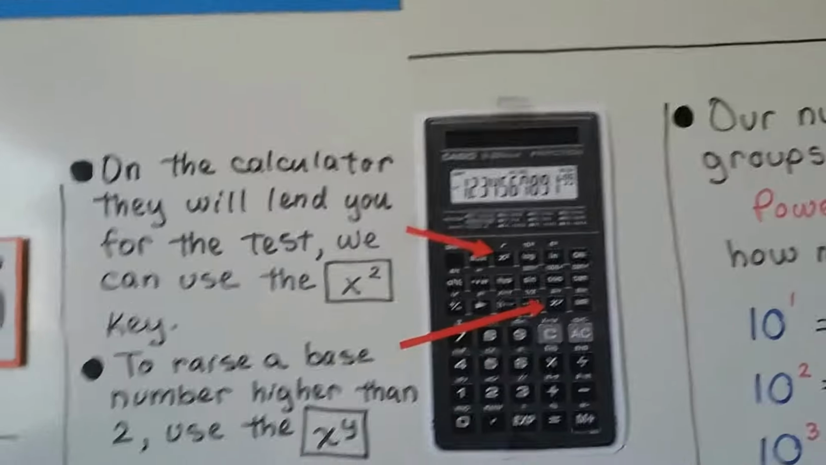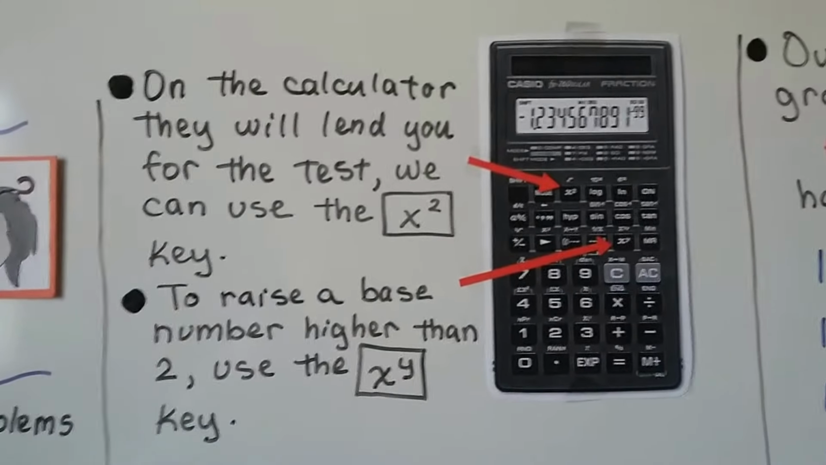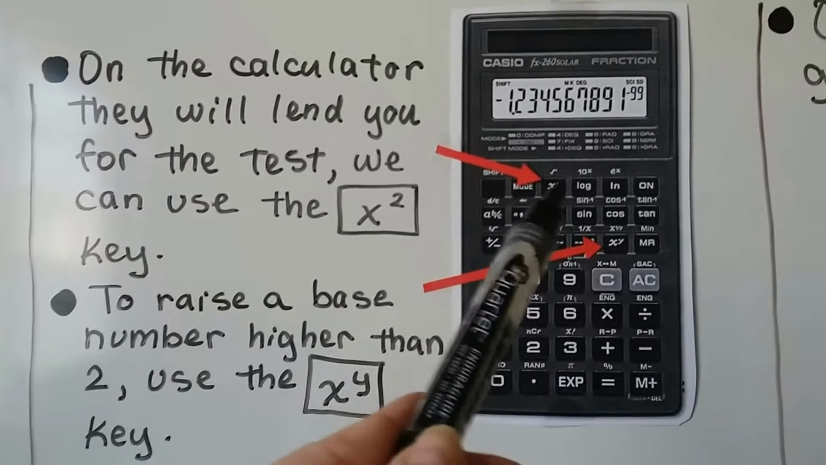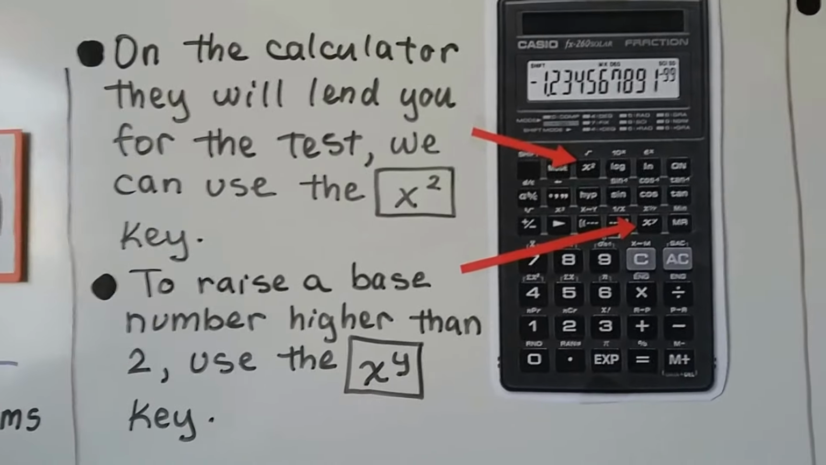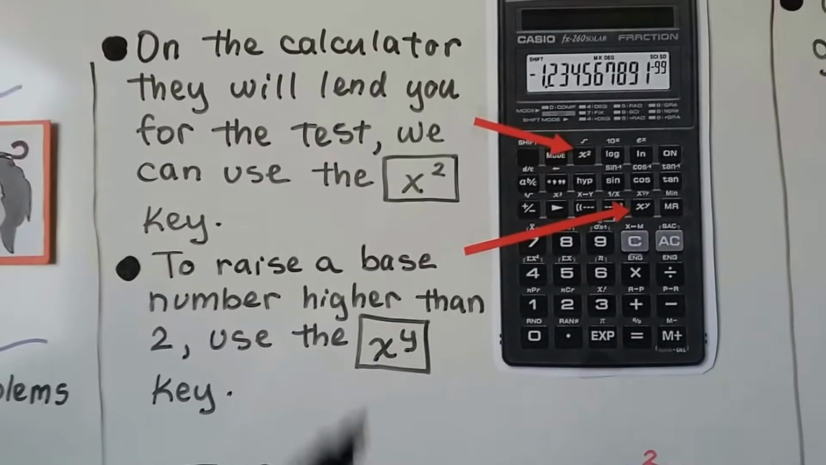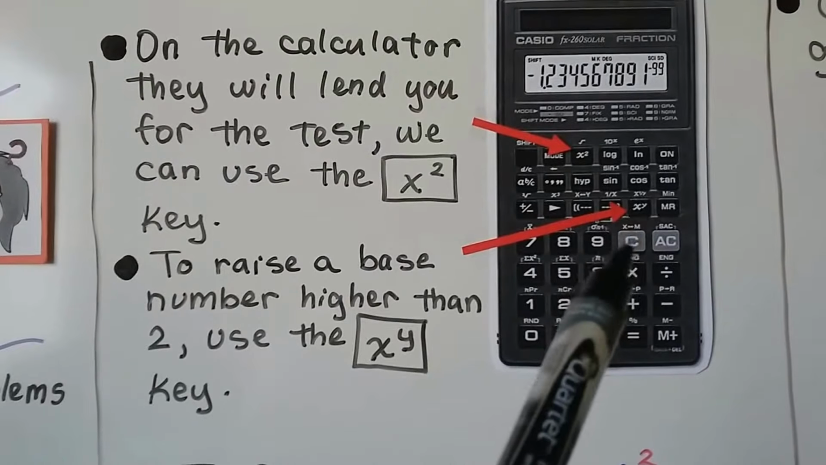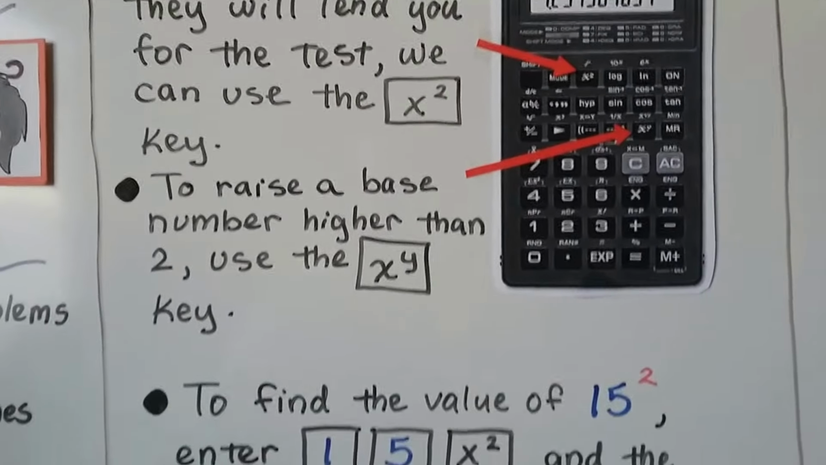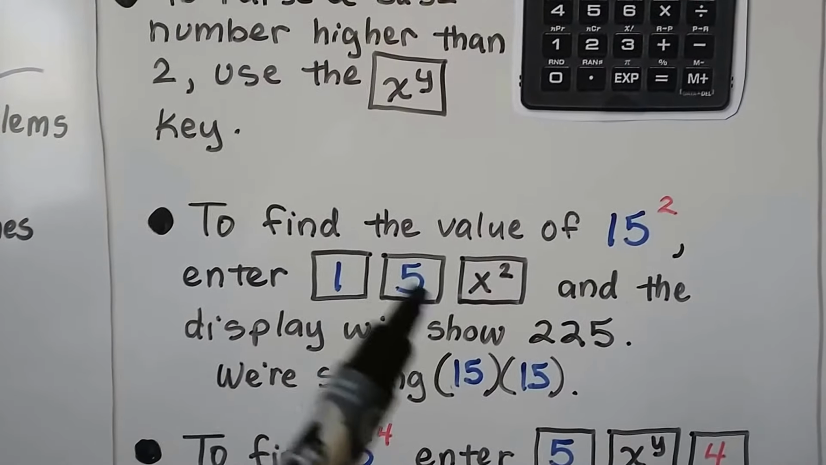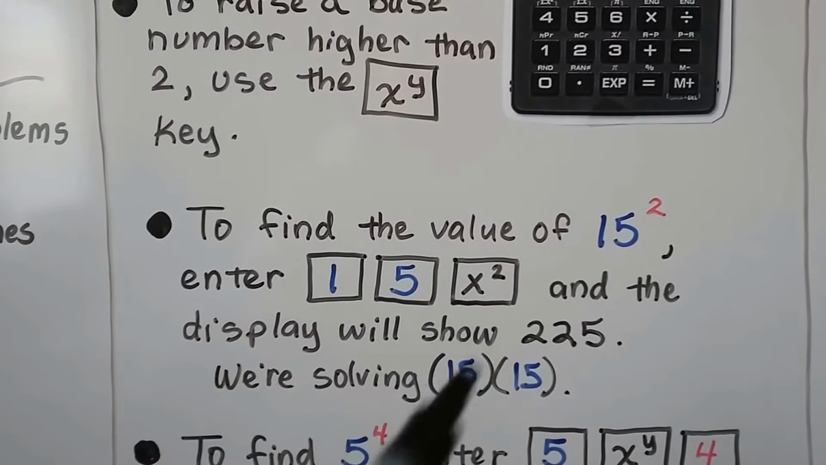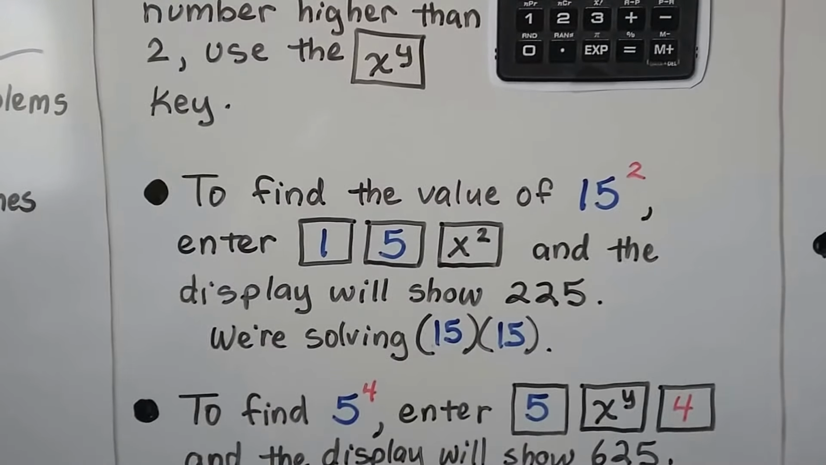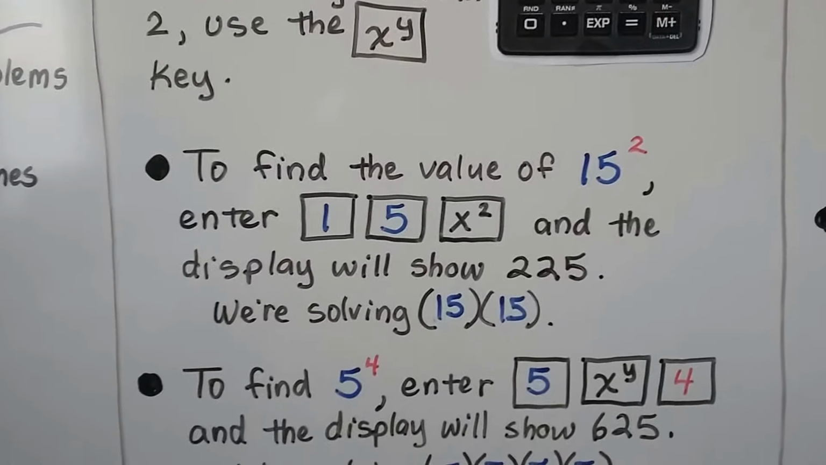On the calculator that they'll lend you for the test, we can use the x to the second power key. It's the x squared key, and it's right here. See it? To raise a base number higher than the 2 power, we use the x to the y key, and that's right there. See it right above the c? So to find the value of 15 squared, we enter a 1, a 5, and that x squared key. And the display is going to show us 225. That's the answer. We're solving 15 times 15.